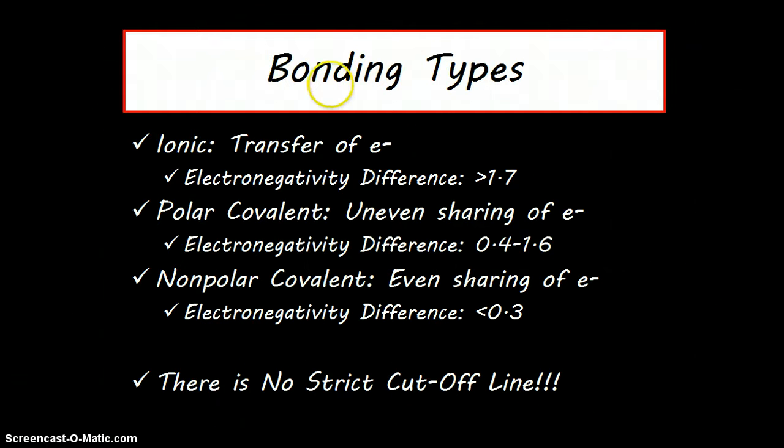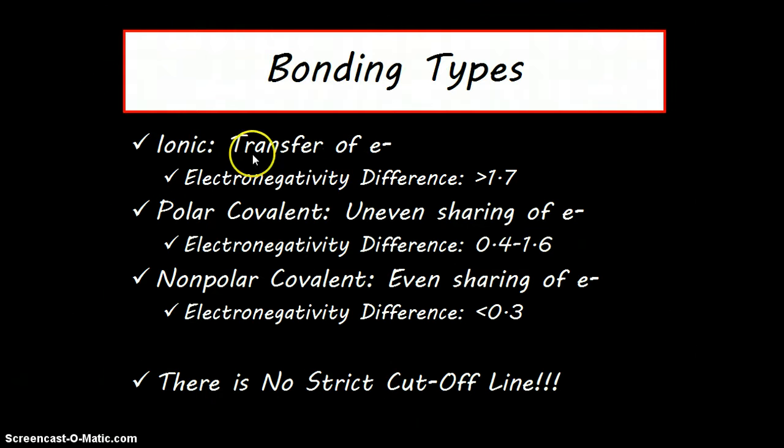There's three different types of bonds, and the bonds are based on how much one atom prefers the electrons over another. The first type of bond that we have here is an ionic bond. An ionic bond is a transfer of electrons. What that means is that one of the atoms involved in the bond really wants electrons, and the other one really doesn't want that electron. So what happens is that one basically passes the electrons to the other.